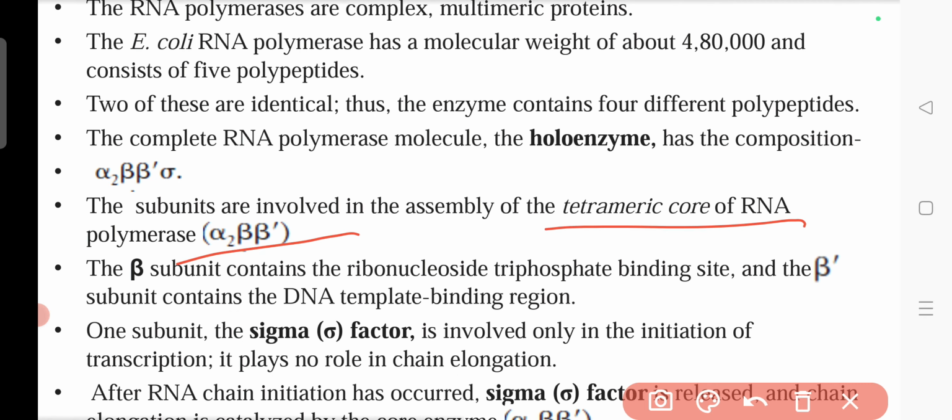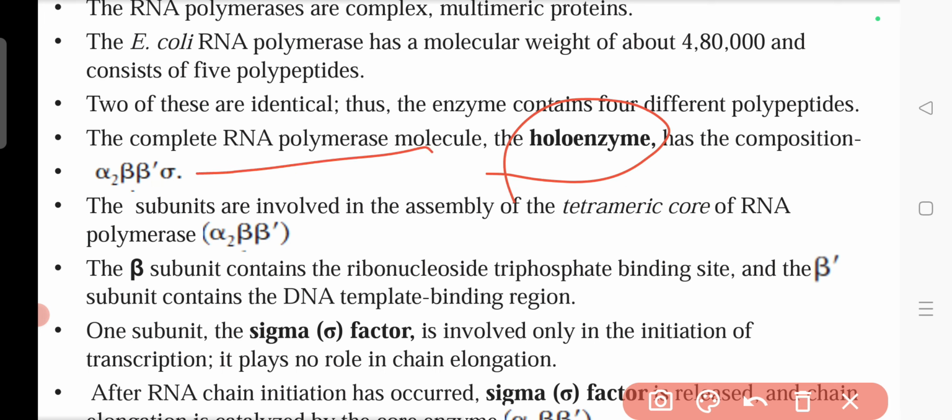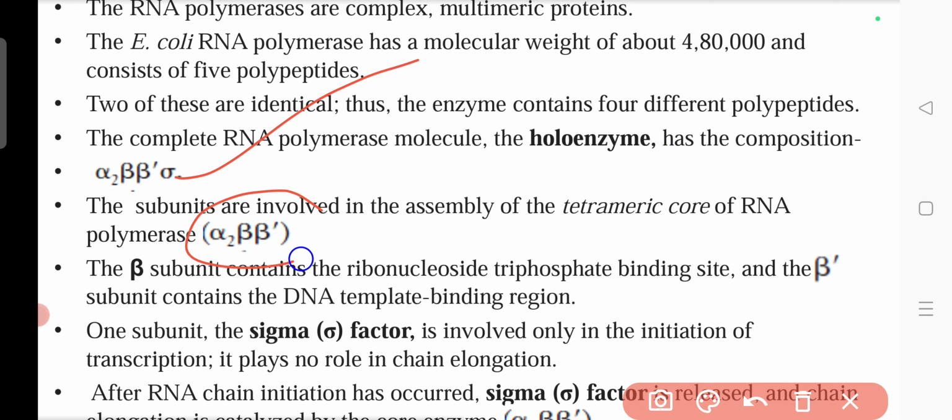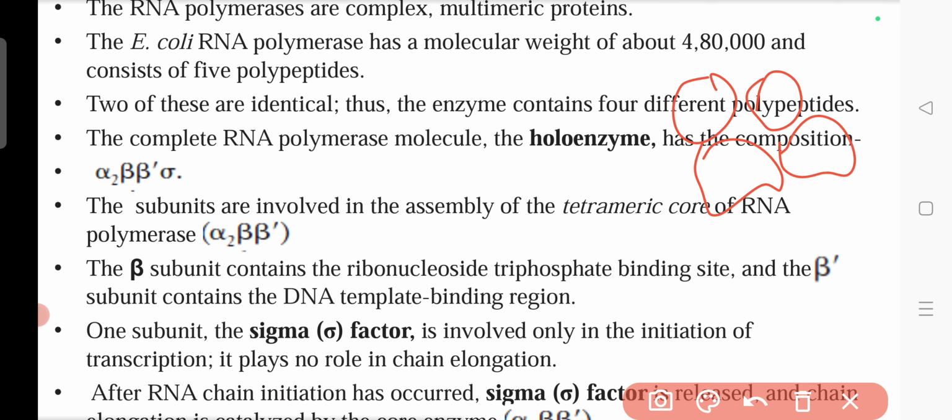If the sigma factor is not there, it is known as the core enzyme. If the sigma factor is attached, it is known as the holoenzyme. So the holoenzyme is the complete RNA polymerase enzyme, and if the sigma factor is released, it is known as the core enzyme or tetrameric core, because now four subunits are there.